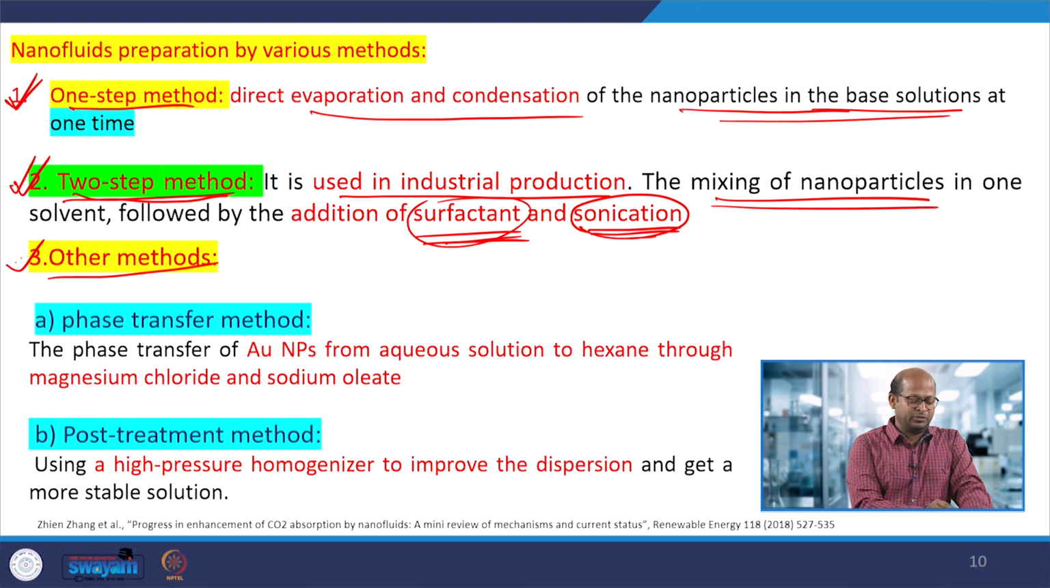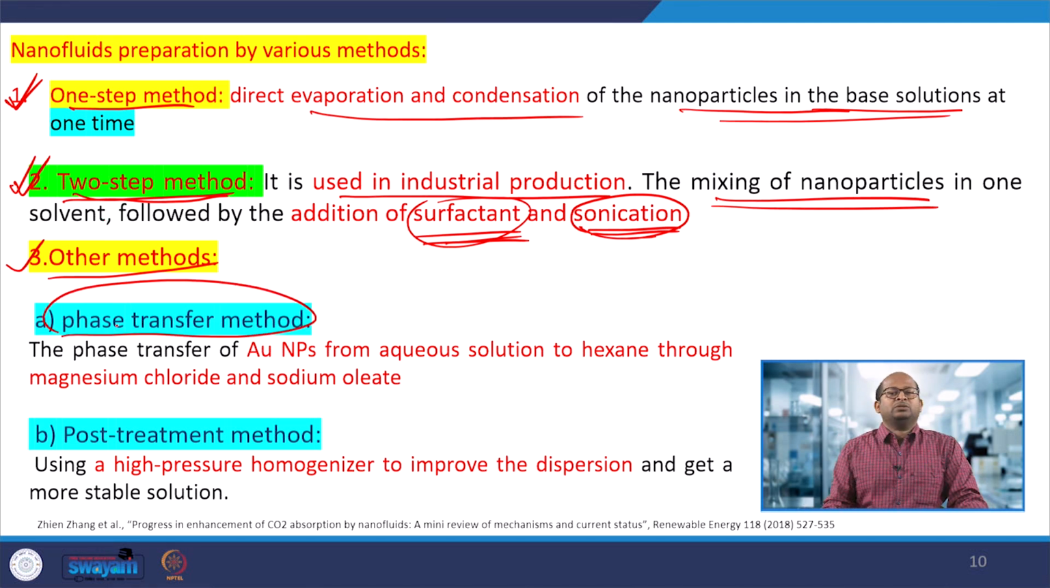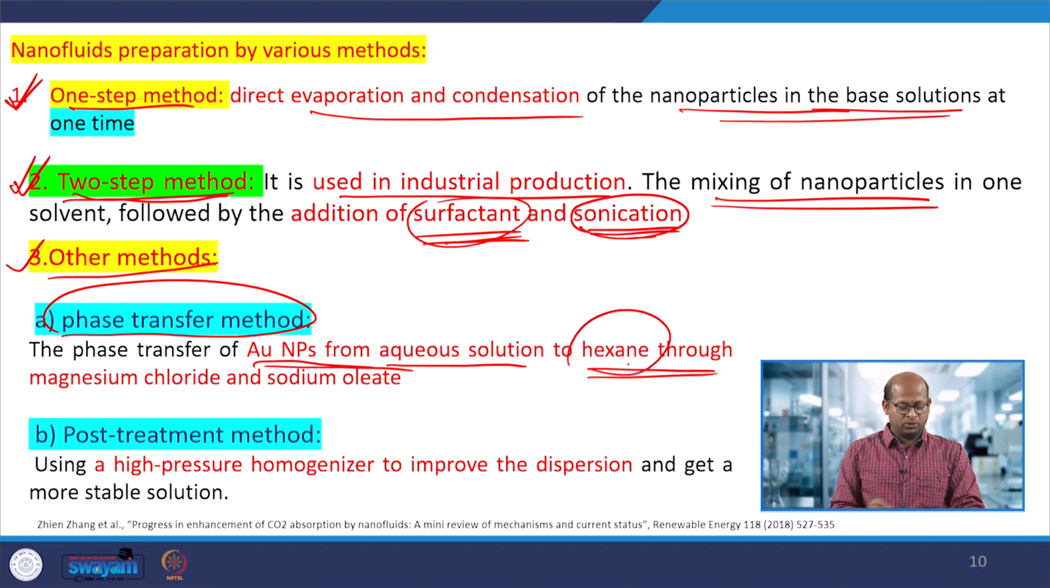Also some other methods are available, such as the phase transfer method. In that case, suppose a gold nanoparticle has been prepared in aqueous solution, then it is transferred to an organic solvent such as hexane through magnesium chloride and sodium oleate. That is phase transfer, meaning transfer from the aqueous to the non-aqueous phase. This is called the phase transfer method, or a post-treatment method is also there.